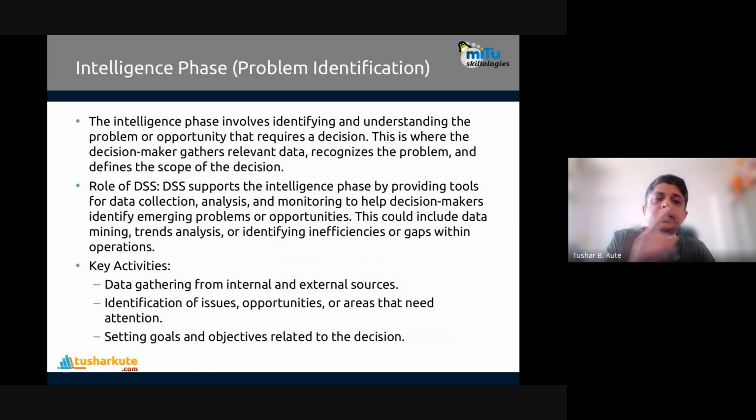So what it contains: the intelligence phase, the first one, where the problem definition is given. Here we identify and understand the problem or opportunity that requires a decision. What is the problem? What is the question that we have in mind? This helps decision makers gather relevant data, recognize the problem, and define the scope of the decision. Okay, that's what the first step, the intelligence phase, contains. Activities performed are gathering data sources, identifying the issues, and setting the goals and objectives of the related decision.